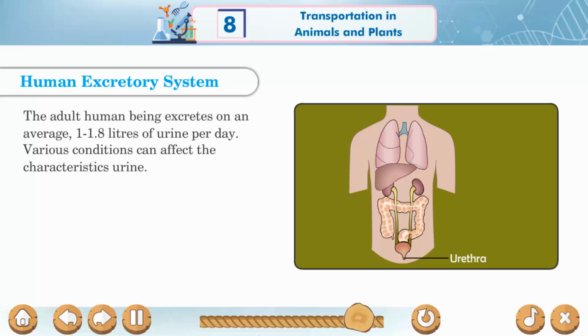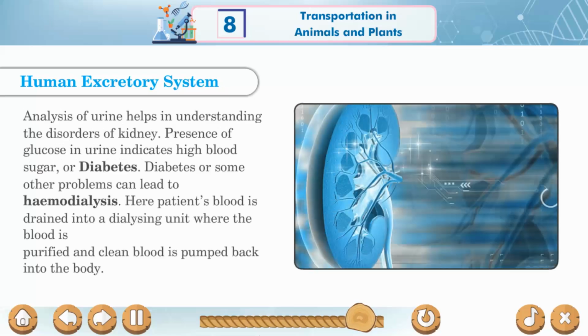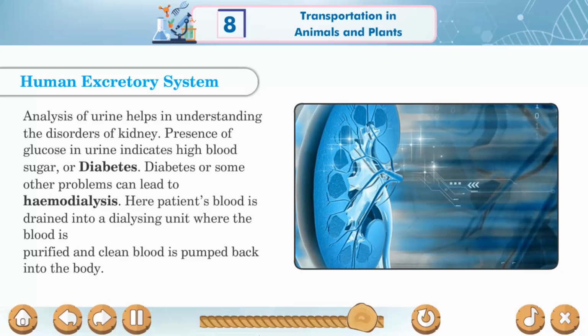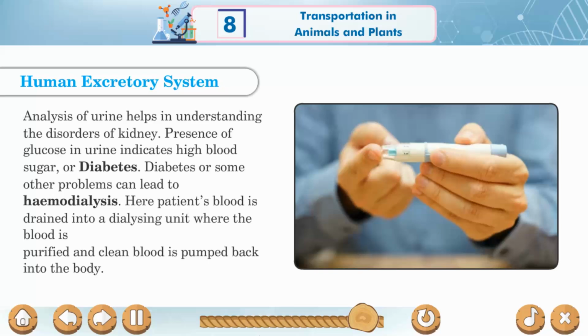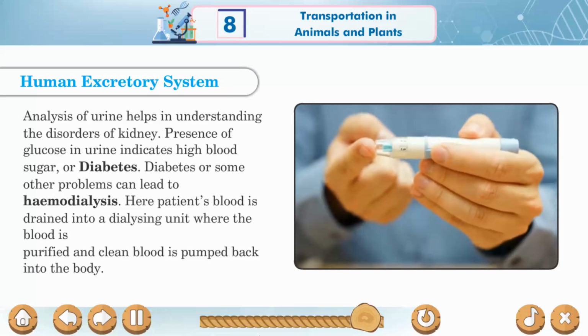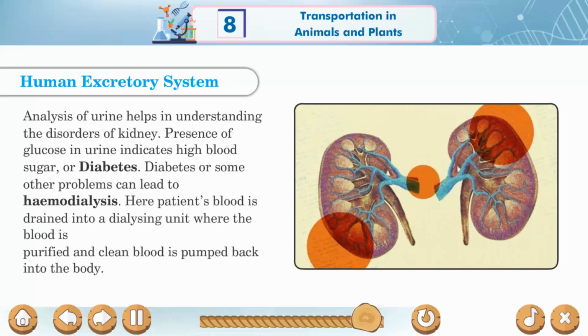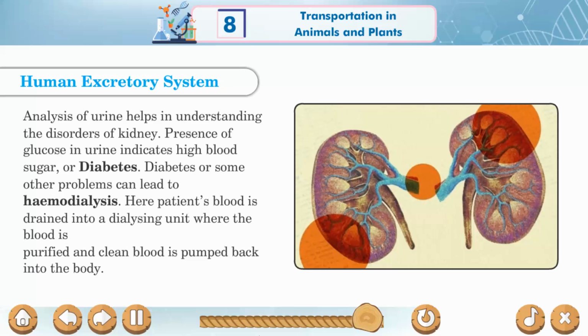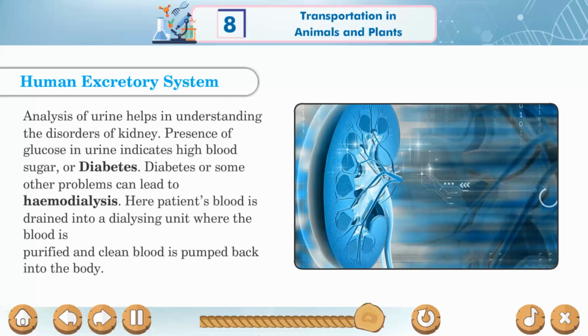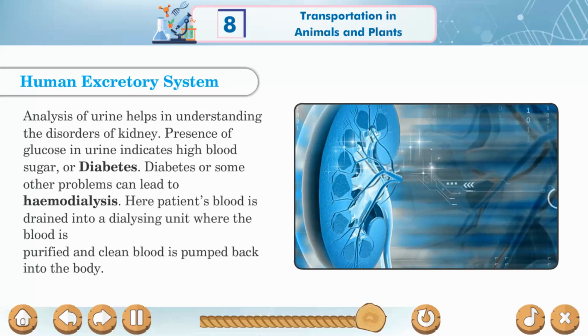Various conditions can affect the characteristics of urine. Analysis of urine helps in understanding the disorder of kidney. Presence of glucose in urine indicates high blood sugar or diabetes. Diabetes or some other problems can lead to hemodialysis. Your patient's blood is drained into a dialysing unit where the blood is purified and clean blood is pumped back into the body.